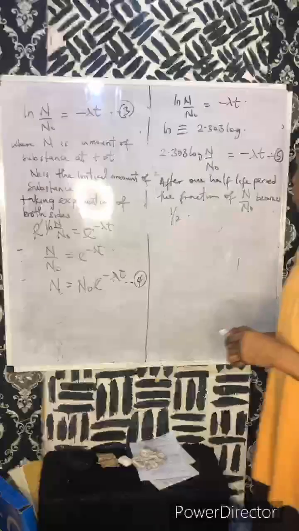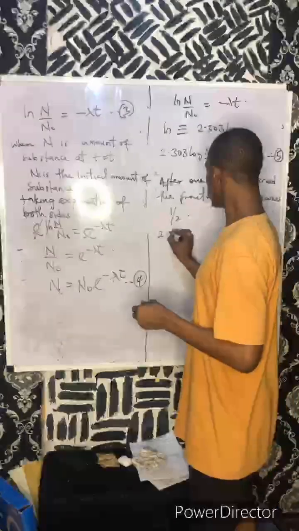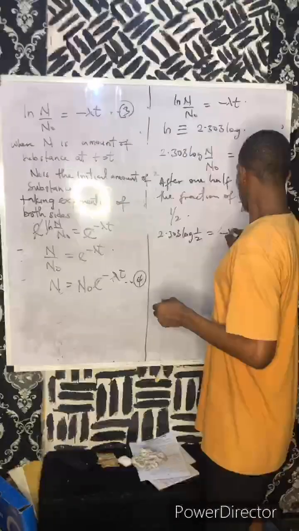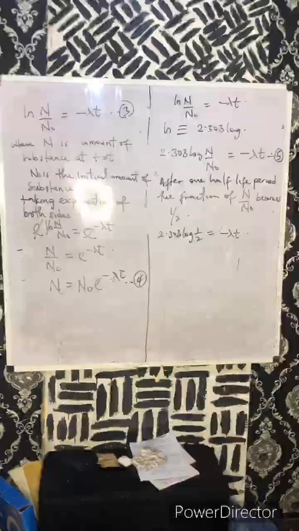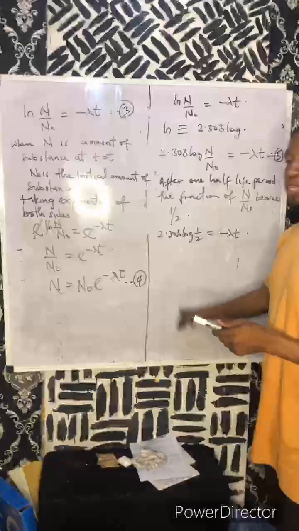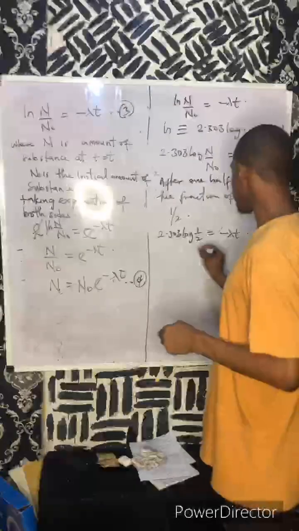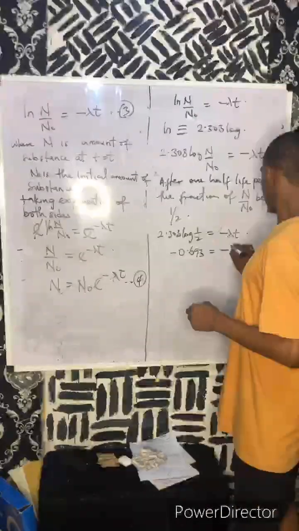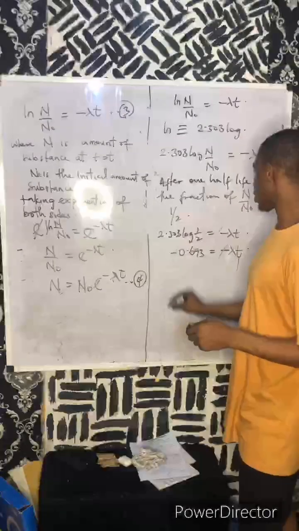The fraction of n over n naught becomes 1 over 2. And if that is so, we have 2.303 log 1 over 2 equals minus lambda t. True or false? True. Now, 2.303 log 1 over 2, if you punch your calculator, you should be getting minus 0.693, which will give us minus lambda t. Minus will cancel minus.